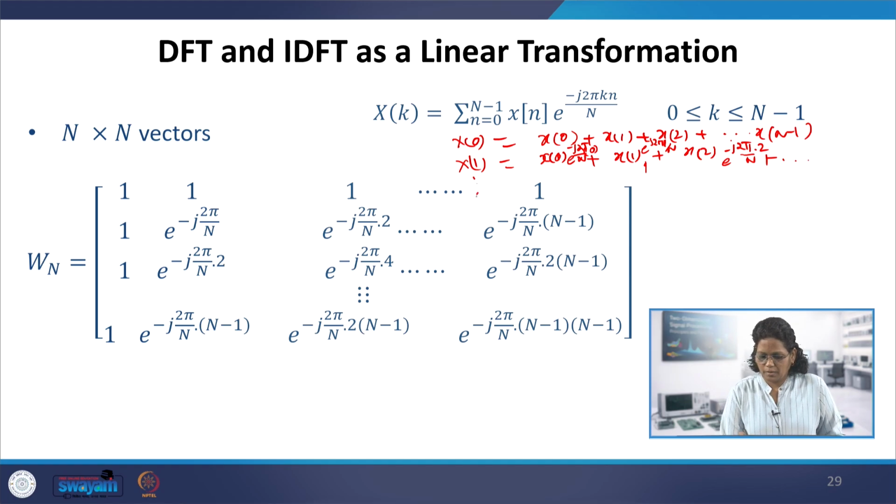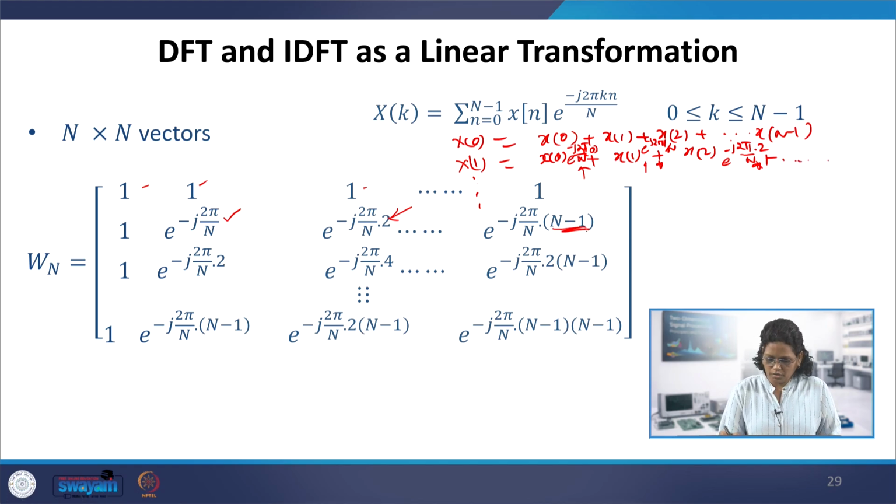If you keep expanding this up to n minus 1, you can see this can be written as a matrix. 1, 1, 1, that 1 is coming over here, and these are the factors, the twiddle factors W n, collected from 0 to n minus 1. You can see this is going to be 0, 0 and 1 for n equal to 0, and here you get e power minus j 2 pi by n, and the second one is e power minus j 2 pi by n. So these factors are collected and called the twiddle factor matrix, and this goes up to n minus 1.